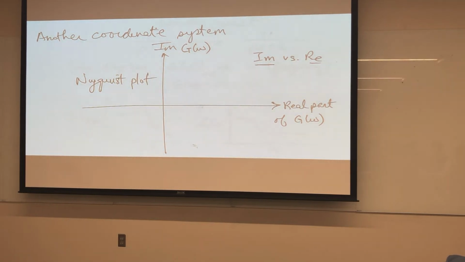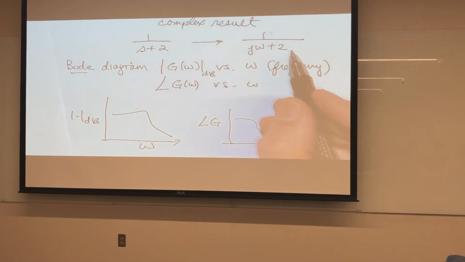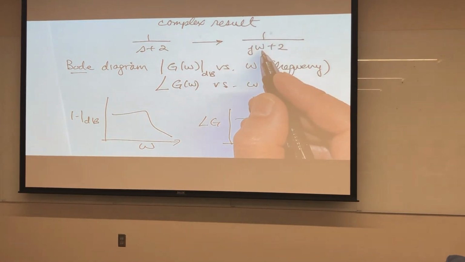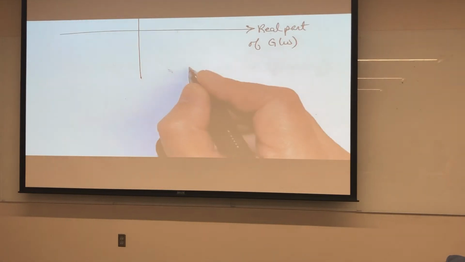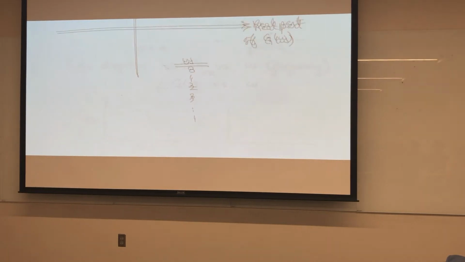This is called the Nyquist plot. Okay. So you would have to have some sort of computer program, for example, that takes this and calculates the real part and imaginary part. You make yourself a table. So for example, we have omegas, 0, 1, 2, 3, like this.